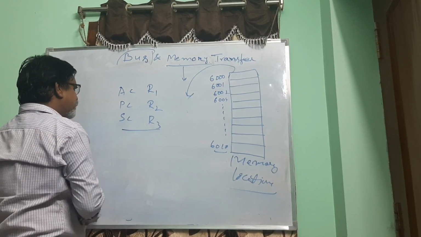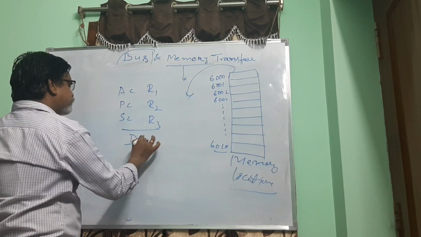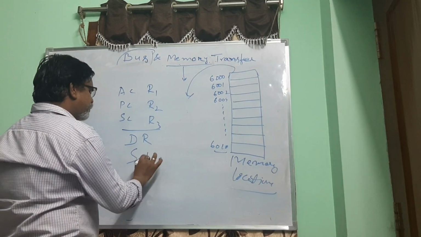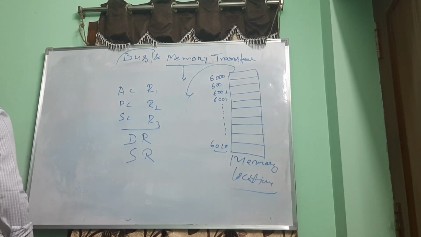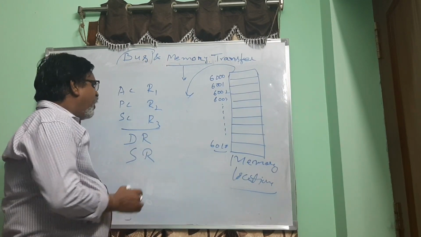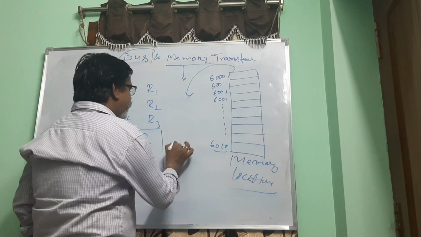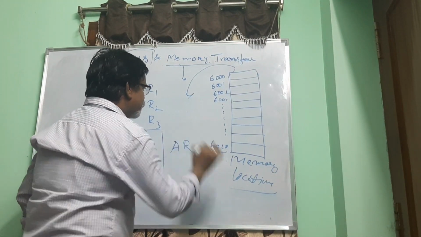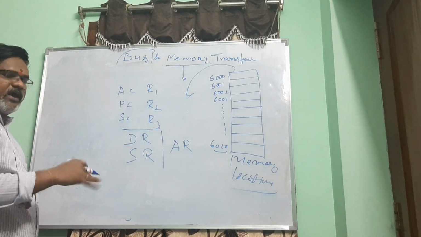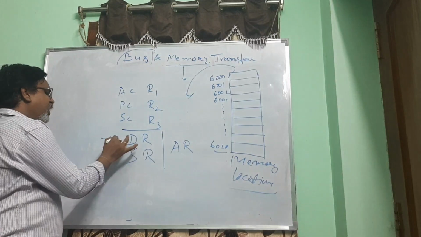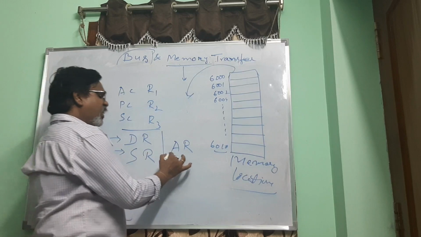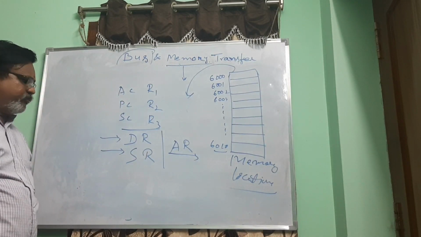Here there are two special registers called the destination register and source register. And one more special register you have called the address register. These are all the registers in general you will be having in a basic computer. So DR stands for destination register, SR stands for source register, AR stands for address register.